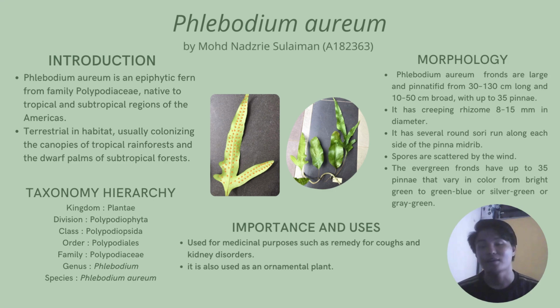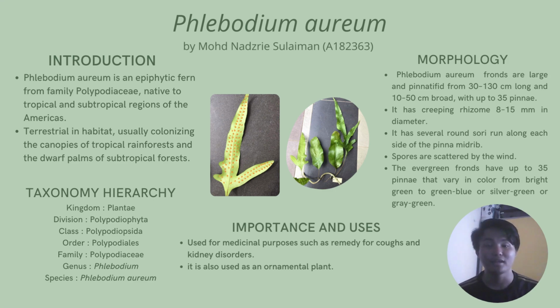So let's start. For the introduction, Phlebodium aureum is an epiphytic fern from family Polypodiaceae that is native to the tropical and subtropical region of the Americas. In habitat, the fern is terrestrial and usually colonizing the canopy of tropical rainforest and the dome of the subtropical forests.